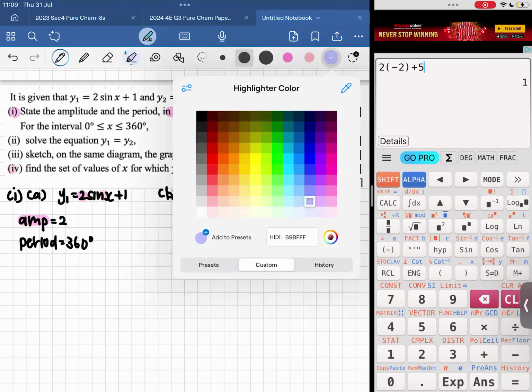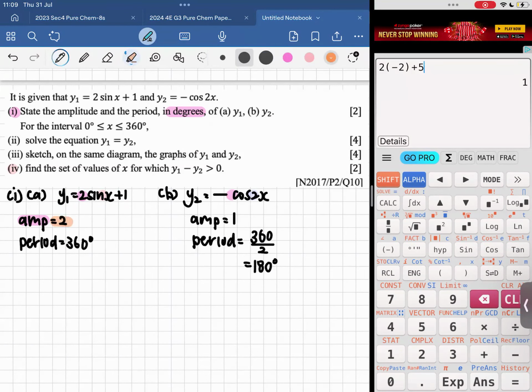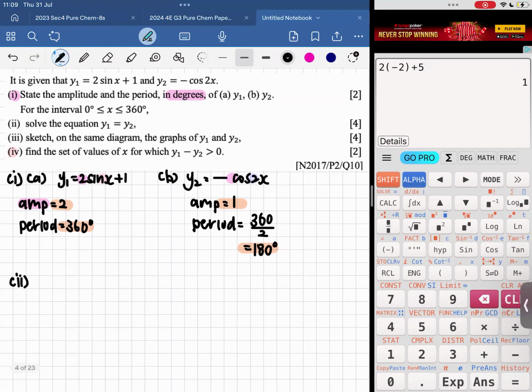So my 4 answers here: amplitude, period, amplitude, period. Even if they never ask you in part I, you have to draw it, okay? So anyway, now we need to solve. Oh, this is a full trigo question. Love this. Solve with graph with comparison also. Okay, so from here, y1 equals y2, meaning 2 sine x plus 1 equals minus cosine 2x.